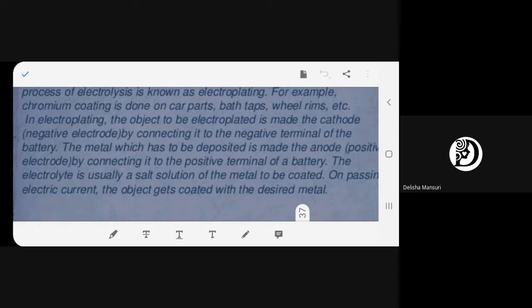Fine. Now, what you see, the chromium coating, which is shiny, looks like gold. This chromium coating is done on car parts, bathtubs, wheel rims, etc. What actually is happening in electroplating? The one which you are electroplating, what do you make it? You make it the cathode, which is called the negative electrode. You agree? And what are you doing? You are connecting it to the negative terminal. Is it clear? Cathode is connected to the negative terminal.